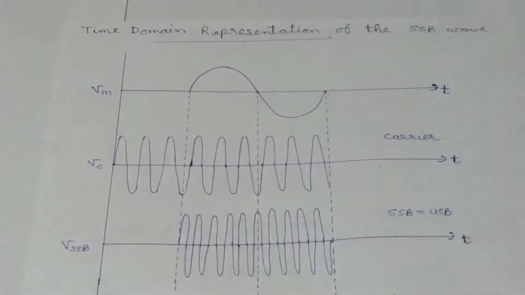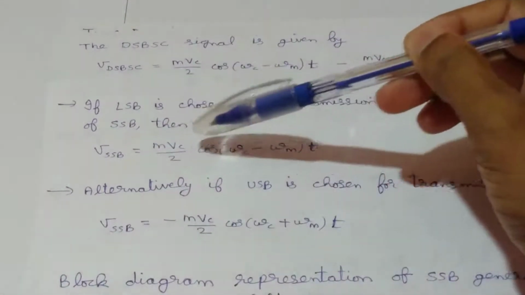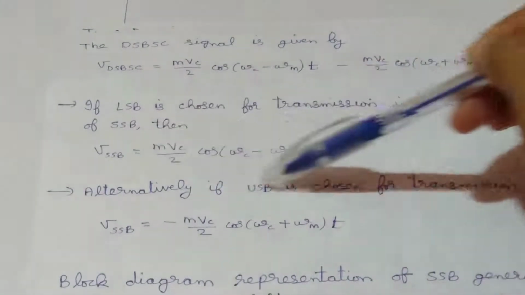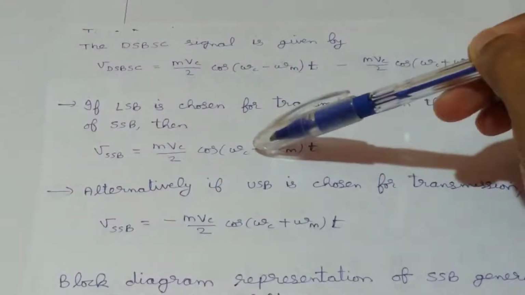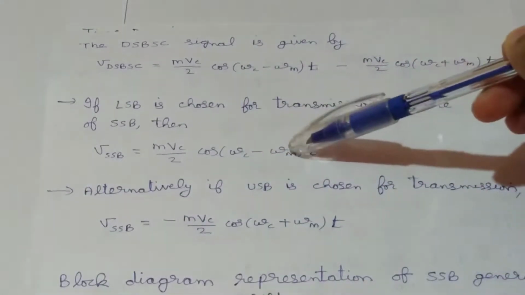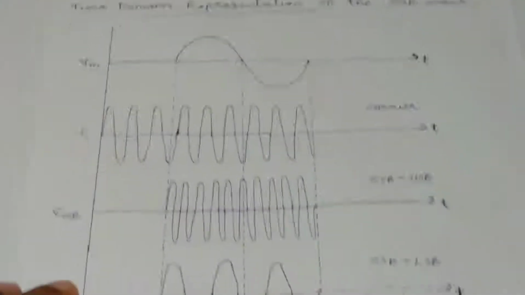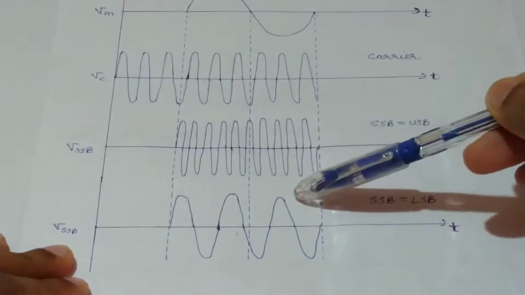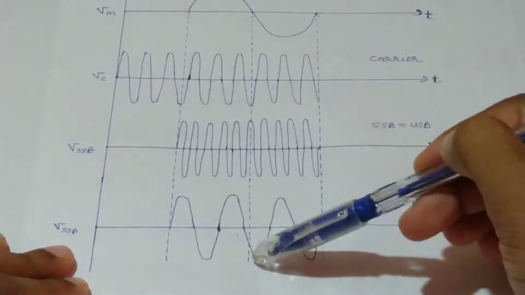Then if we are transmitting the lower sideband component, we know the equation for that single sideband wave is MVC by 2 cos (omega c minus omega m) t. So it is a cosine wave again whose peak amplitude is MVC by 2 and its frequency is omega c minus omega m, or Fc minus Fm. So when we consider that wave, it will be like this. Its peak amplitude is MVC by 2 and its frequency is Fc minus Fm.